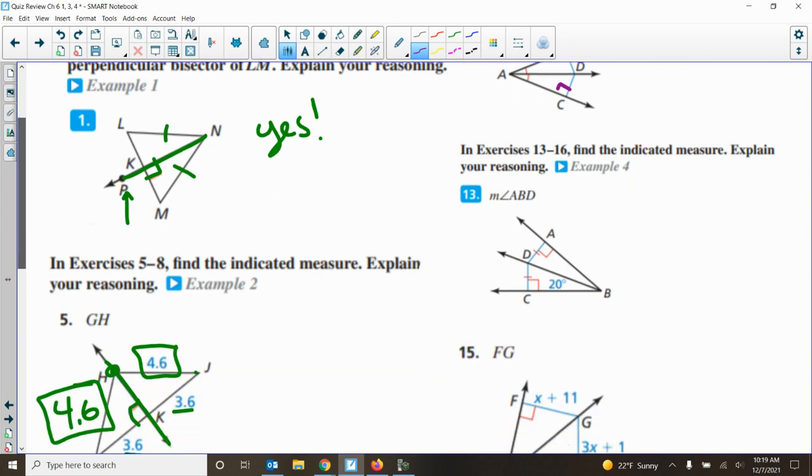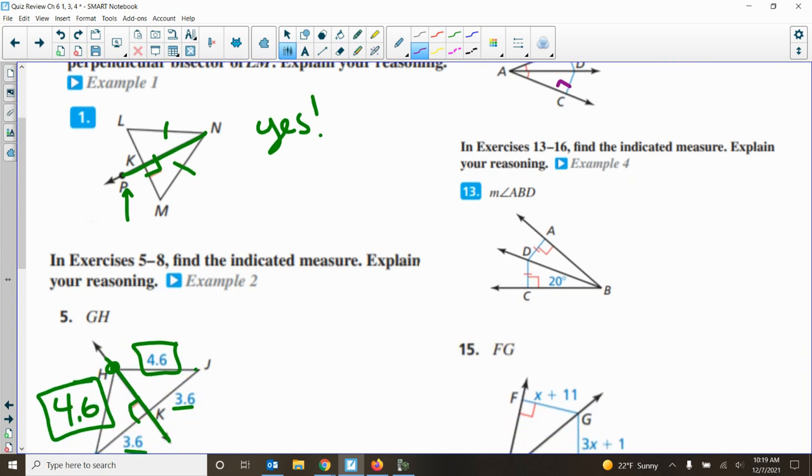Number 13, find the indicated measure, explain your reasoning. Notice here we have the right angles confirmed, and so these are taking the shortest possible paths. That's what we need. This must be the angle bisector. Therefore, angle ABD must be 20 degrees. Since the bottom part, DBC, is 20 degrees, that means that ABD has to be 20 degrees also.